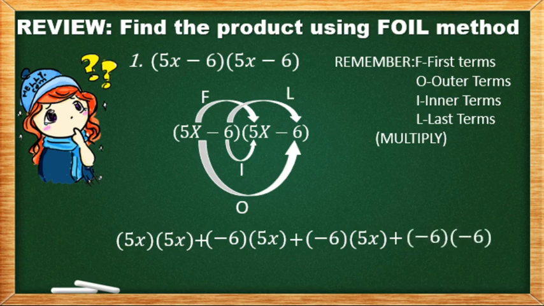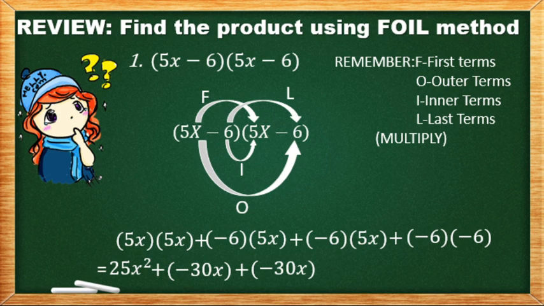Okay. Simplify. 5x times 5x, 25x squared. 5 times 5, 25. Copy the base, add the exponent, that's x squared. Plus, negative 6 times 5x, it's negative 30x. Plus, negative 6 times 5x, it is negative 30x. And then the last term, negative 6 times negative 6, positive 36. Negative times negative is always positive.